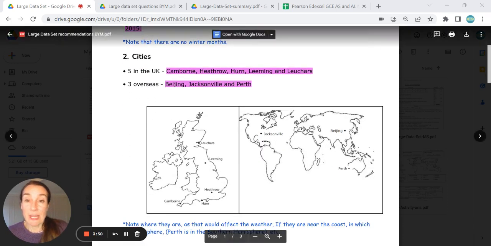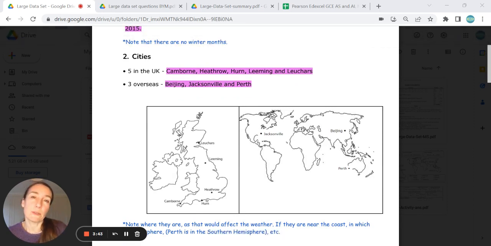So you have the cities. You should remember more or less where they are, because it will change things, for example, if they are in the North Hemisphere or the South Hemisphere.